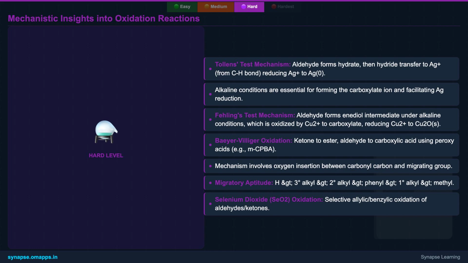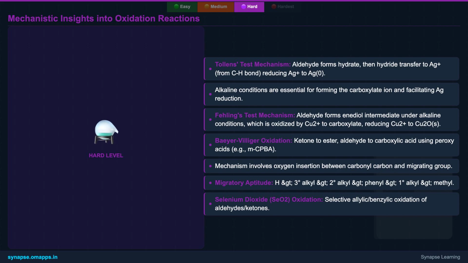Beyond these classic tests, we have the fascinating Baeyer-Villiger oxidation. Here, ketones are transformed into esters and aldehydes into carboxylic acids, using peroxy acids like MCPBA. This reaction involves the insertion of an oxygen atom into the carbon-carbon bond, with a crucial aspect being the migratory aptitude of the groups, dictating which group moves to the oxygen.